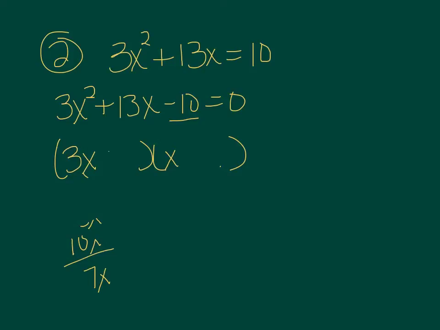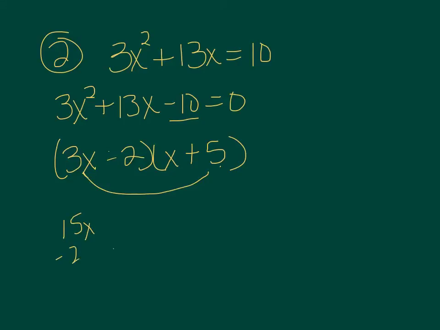Alright, I'm going to try 5 and 2 now. Alright, and I'm going to go plus and minus. So that's 15x. Minus 2x is 13x. Okay, so that's what I want. So I know that one's going to work. Let me go ahead and erase this.